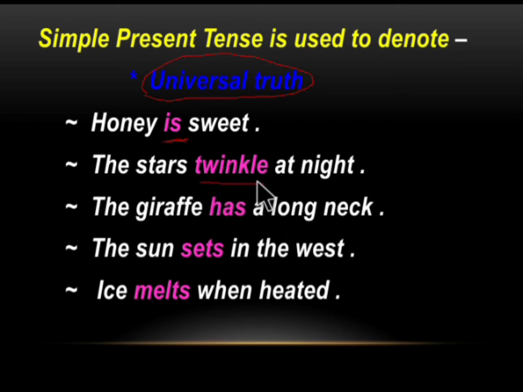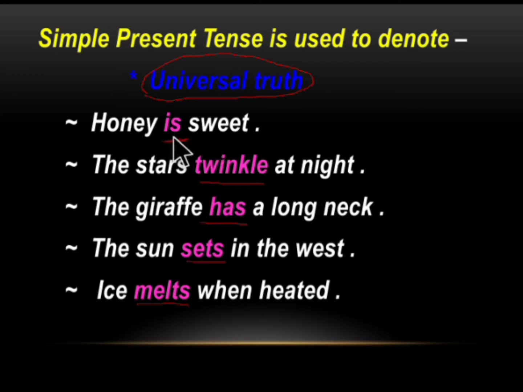Twinkle is the verb. The giraffe has a long neck. Here, has is the verb. The sun sets in the west. So sets is the verb. Ice melts when heated, and melts is the verb. Here, if you notice, twinkle, sets and melts are verbs, action verbs.